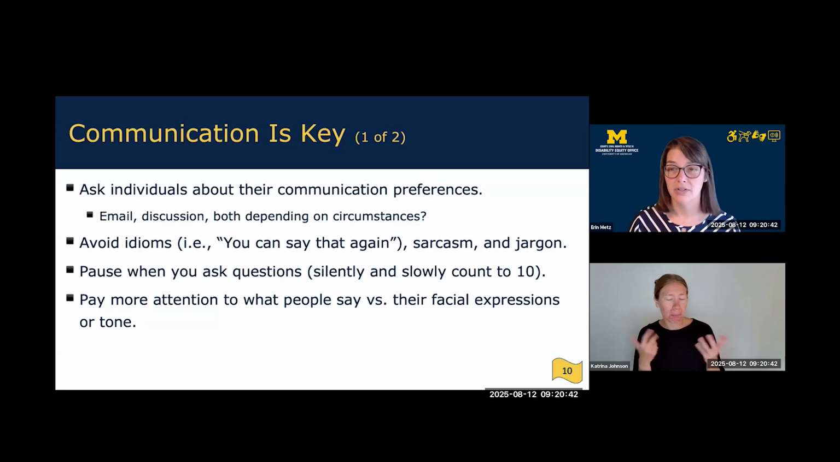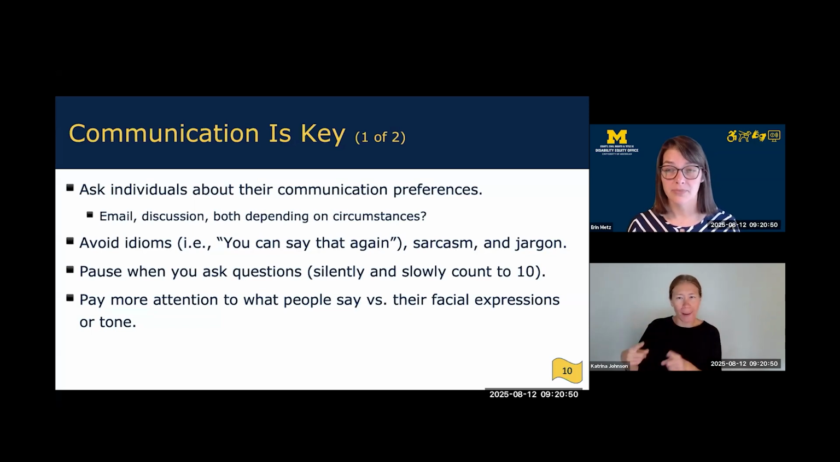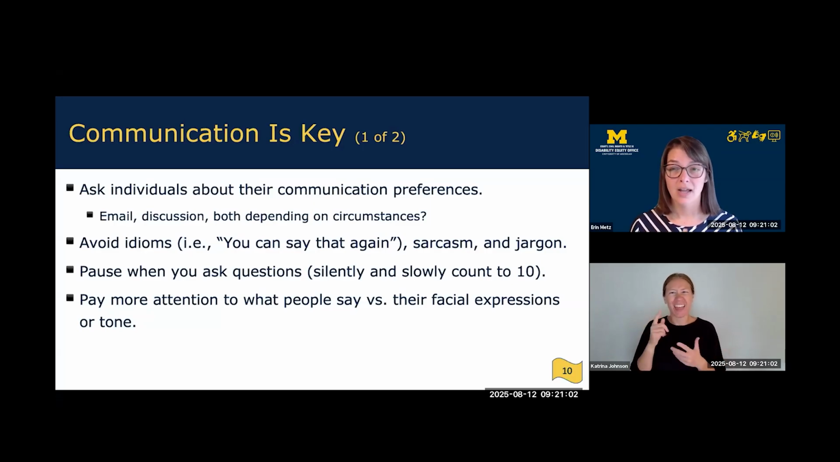It's also helpful to acknowledge that communication preferences might change depending on the context or even the environment. Use clear language. Avoid using idioms, sarcasm, jargon, or excessive acronyms, as these can create confusion or even exclude those who are less familiar with certain terms.